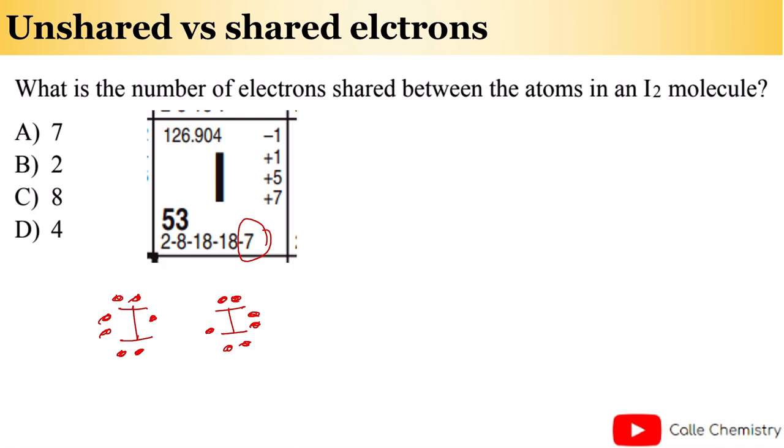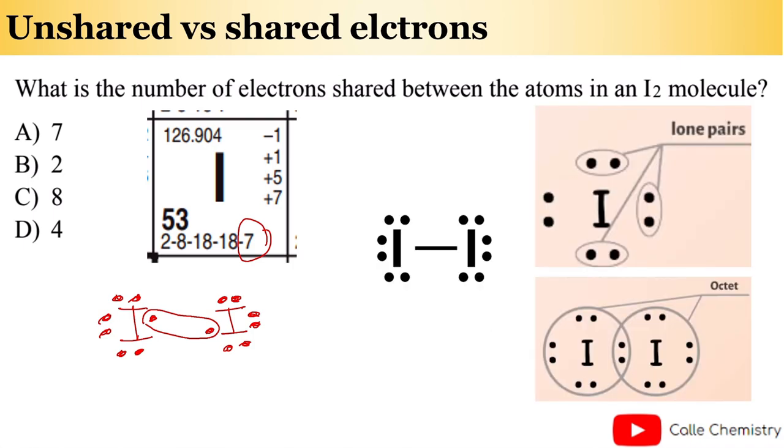Okay, I see that I put all 7 dots around each iodine, and now I'm going to pair the electrons that are not paired, meaning that the electrons that are alone. And I'm going to form a bond between them. So I'm going to circle the electrons that I see don't have a buddy or don't have a pair to be with. I circled them, and now this is going to look like this.